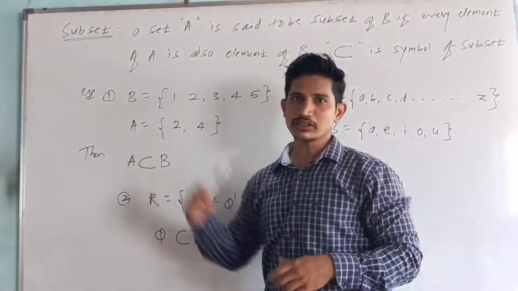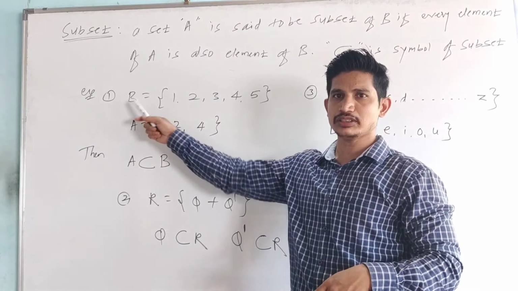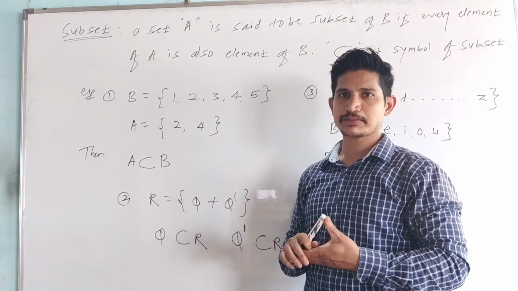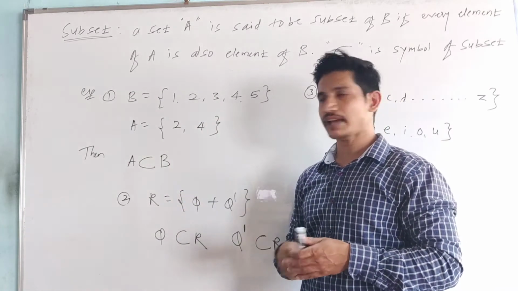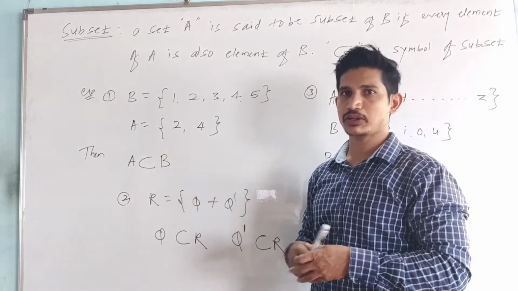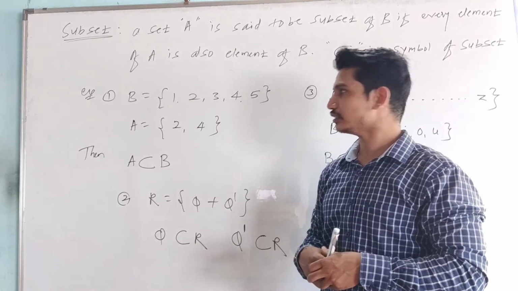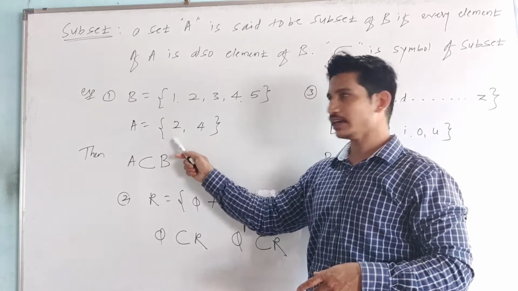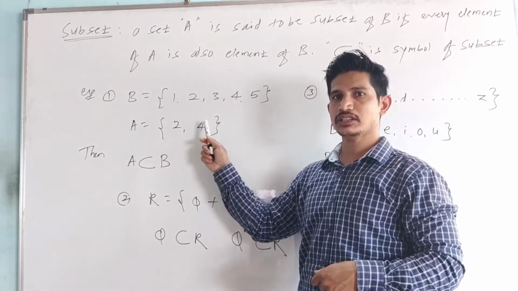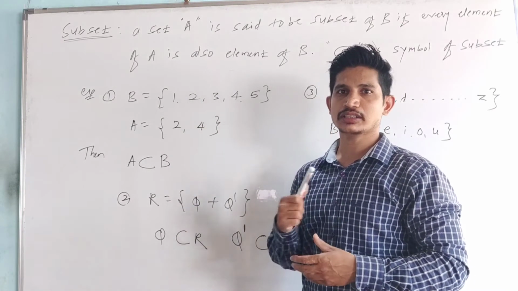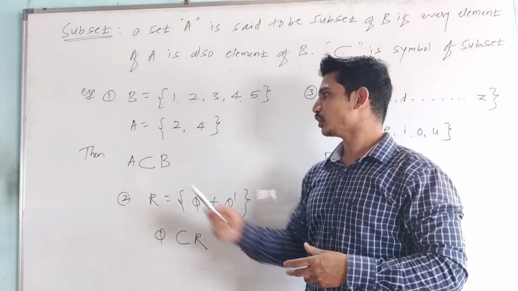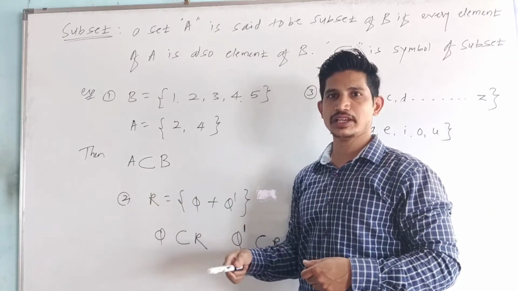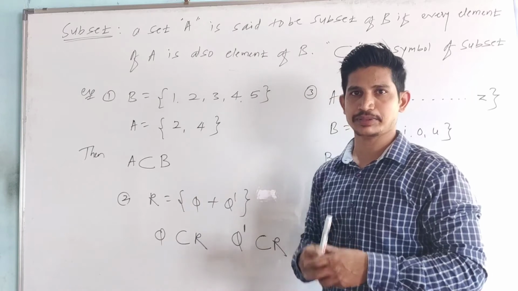First of all, see the B set. B is having elements 1, 2, 3, 4, 5. And what is set A here? A is having 2 and 4. So 2 and 4 are present in the set B. All the elements of A are in the set B. Then A is called a subset of B. A is a subset of B because all the elements of A are present in the set B.